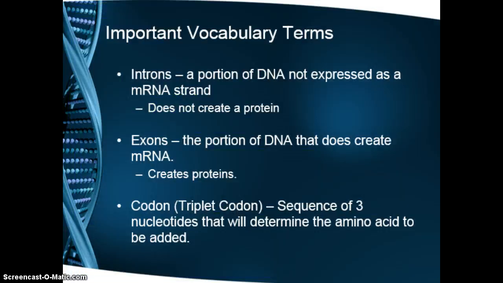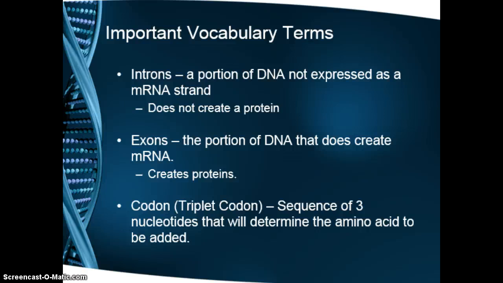Okay, so we have this RNA being produced from DNA, but not all of the genetic information will code for specific proteins. So the RNA is going to take out some of that. Introns are the portion of the DNA that are not expressed as an mRNA strand. Because they do not create the protein, we don't need that genetic information. The exons are the portion of the DNA that does do that. The codon, which we're going to practice a little more in class, is a sequence of three nucleotides that will determine the amino acid to be added.